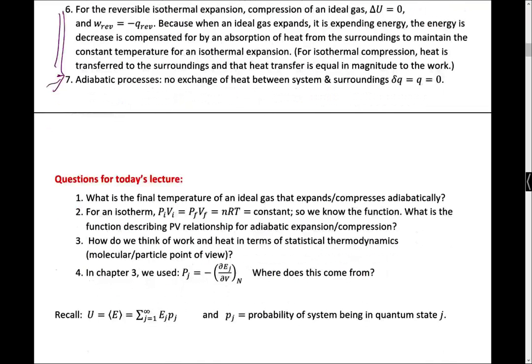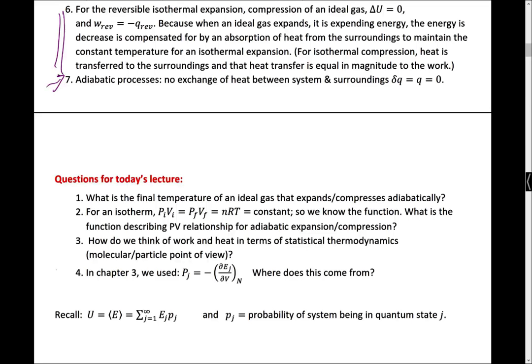So things that we want to talk about. We've already determined that if I do an adiabatic expansion, I'm expending energy. The system energy is decreasing. I'm not absorbing heat to compensate, so the temperature has to go down. We're going to see explicitly what that final temperature will be relative to the initial temperature, right? The other thing that we know is that when we've seen isotherms, that curve is PV equals a constant. So we want to know the function that describes the pressure-volume relationship for an adiabatic expansion.